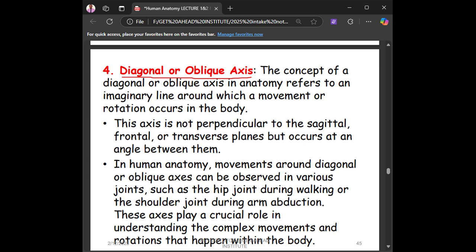Okay, so when it comes to human anatomy, movements around the diagonal or oblique axis can be observed in various joints. For example, the hip joint during walking or the shoulder joint during arm abduction. So I know you might be wondering, what is this abduction? Don't worry, you will understand as we proceed in this lecture.